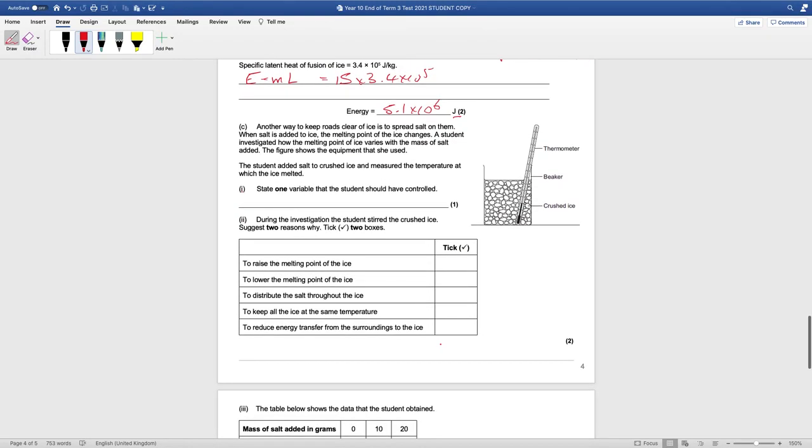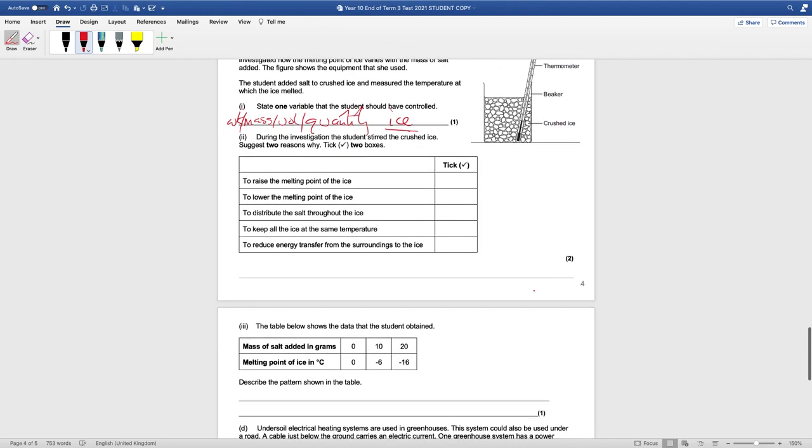Another way to keep roads clear of ice is to spread salt on them. One variable that the student should have controlled. Well, the amount of ice, the mass, volume, quantity of ice. Ice is the key word here. You might have said weight as well. During the investigation, the students stirred the crushed ice. 2 reasons why. Well, to distribute the salt through the ice and to keep it all at the same temperature.